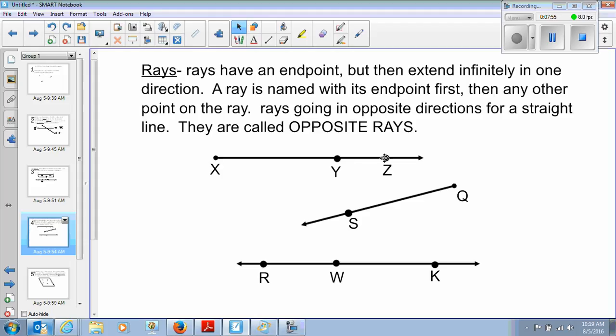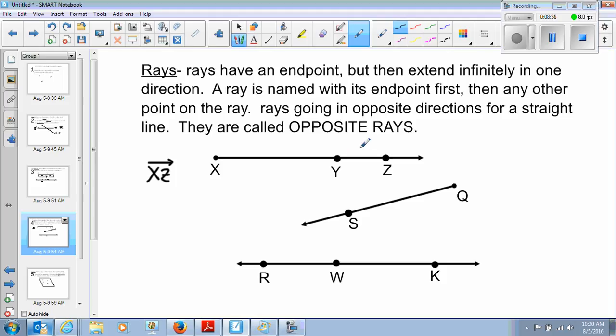So if I said ray YX, I would be talking about a ray that started at Y and went through X forever, but there's nothing over here. So calling something ray YX would actually be incorrect because it doesn't go on infinitely in that direction. So let's think about the ways we would name this. I would name this whole thing ray XZ. Remember that I start with its endpoint, and I'm actually going to show that by drawing this symbol. The ray symbol is a line segment with an arrow only on one end. I say where it starts and which point it goes through forever.